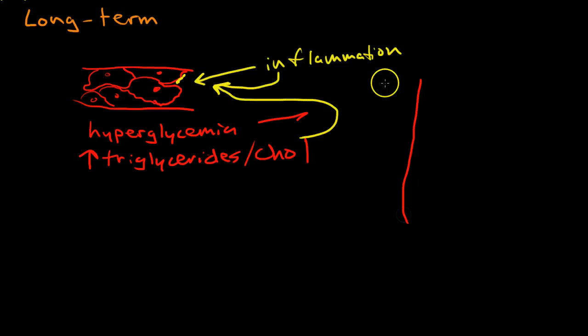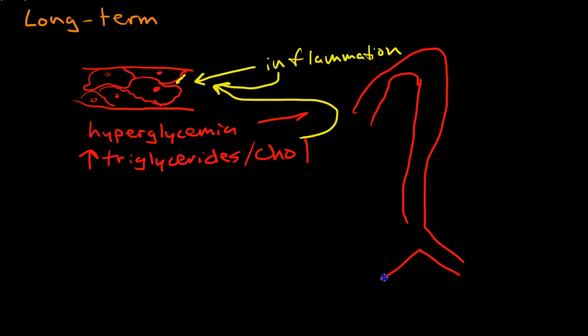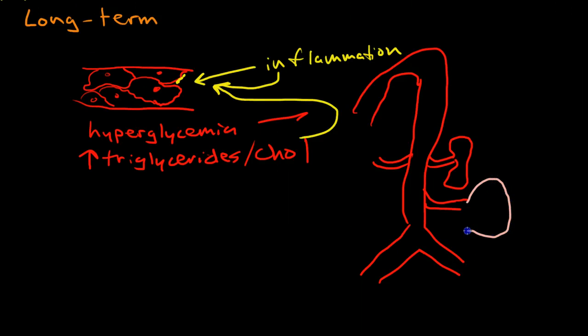In the large arteries, the aorta, the femoral arteries, the renal arteries, the hepatic arteries, the mesenteric arteries that are feeding the gut, actually the stomach and the gut. So what can this cause? All sorts of problems.